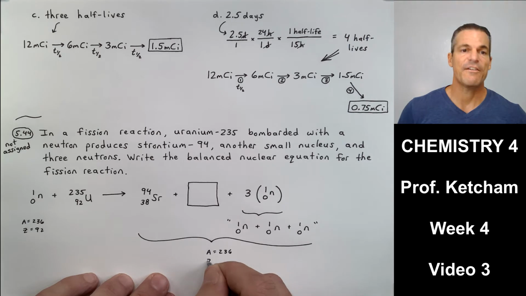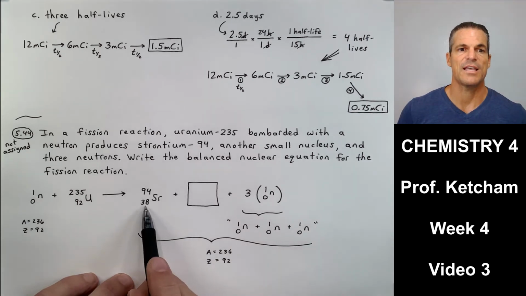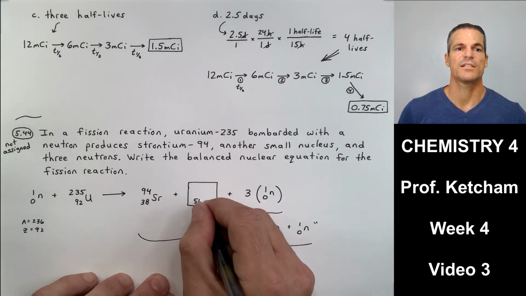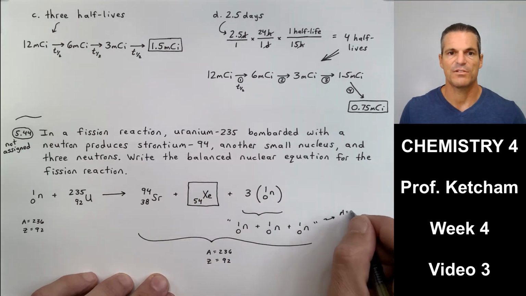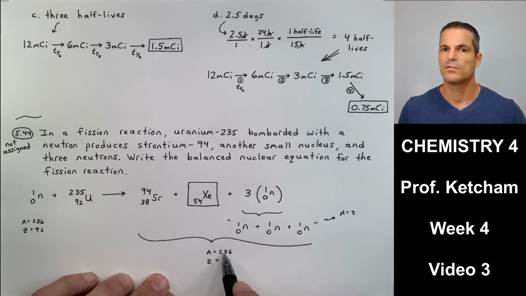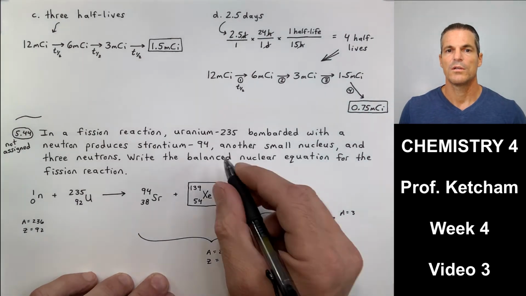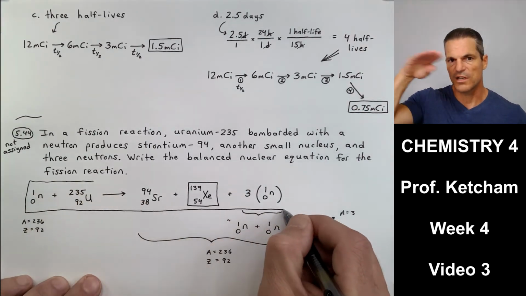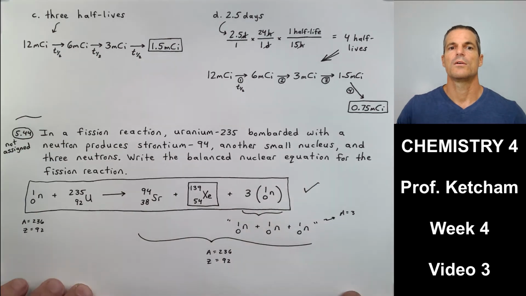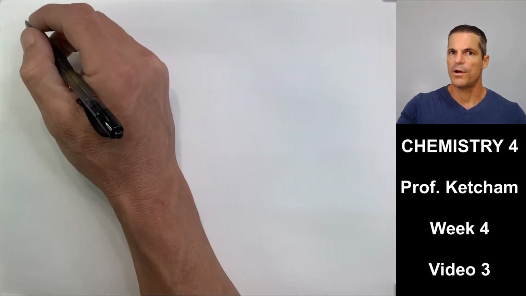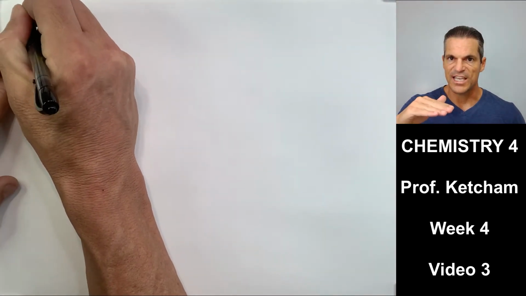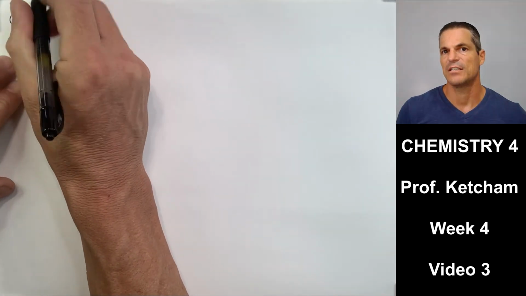Now, on the left-hand side, the reactants, I have a total A of 236, a total Z of 92. So on the right-hand side, I have to have a total A of 236, total Z of 92. You just fill in the voids. What's missing on the top row? 139. What's missing on the bottom? 54. Go to the periodic table, because 54 is Z, atomic number, and it's xenon. Okay.